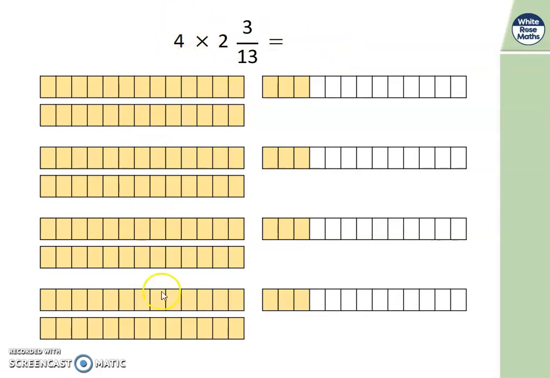Now I can see on this side how many whole ones I have. I have 8 whole ones, so I record it like that. Then on this side I can see I've got 3, 6, 9, 12. 12/13. So the answer is 8 and 12/13. And we can see from these bar models why the maths works.